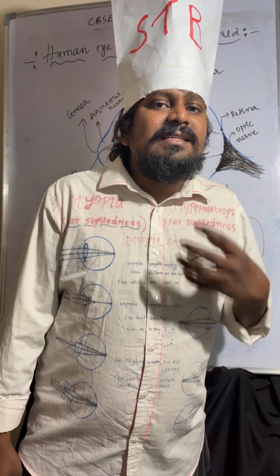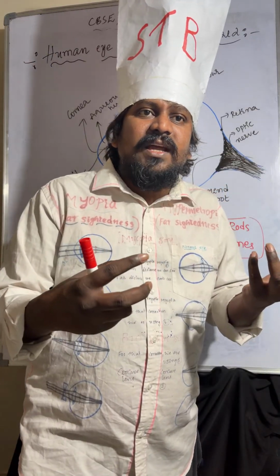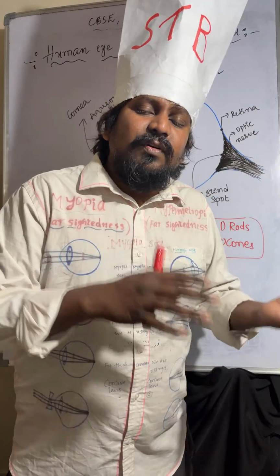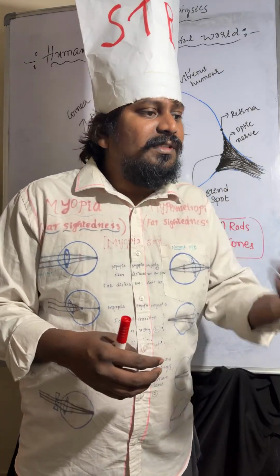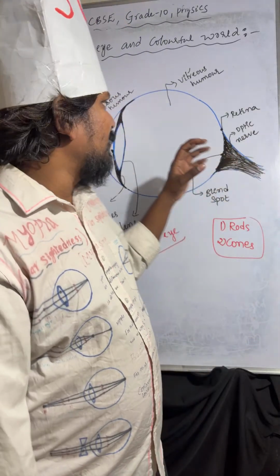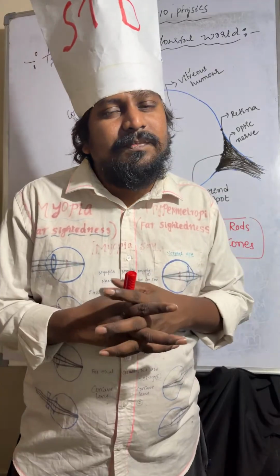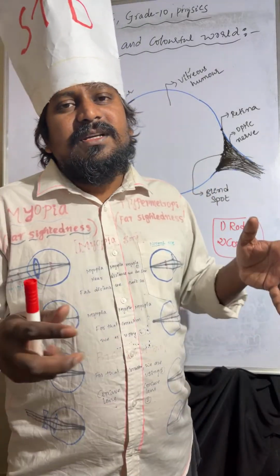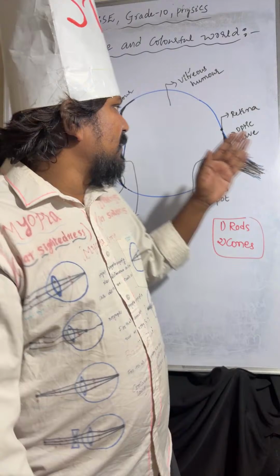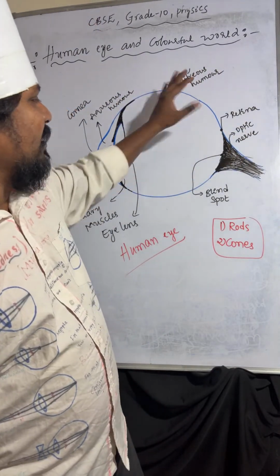So the eye lens can adjust its focal length. The ciliary muscles adjust the curvature of the eye lens, and the eye lens adjusts its focal length so that we can see near distance objects as well as far distance objects. And the vitreous humor is a jelly type liquid present between the eye lens and retina. This entire portion is filled with vitreous humor.